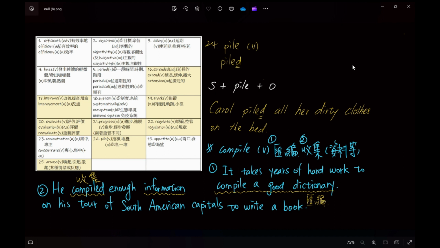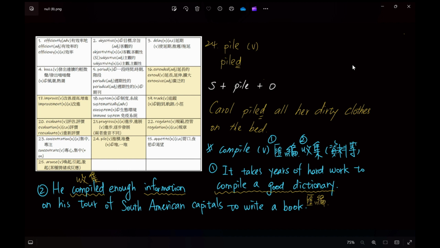There's something that is quite similar but not exactly the same. It's called compile. Compile means to gather information and to write something, or to just gather information. Number one, to gather information and come up with something, to write something, like a dictionary. Like, it takes years of hard work to compile a good dictionary. To put together a dictionary, first you need to gather as much information as possible, and then you need to write it.